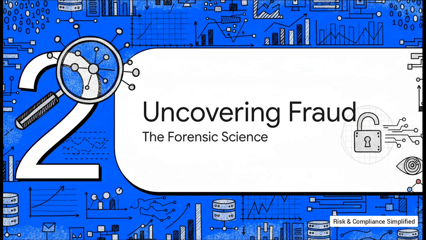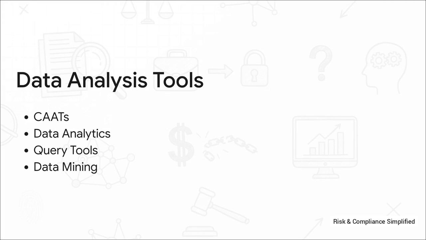Which takes us to part 2, uncovering fraud through data, the forensic science. So our rogue employee might think they've perfectly covered their tracks, but the data never lies. Auditors use 4 massive technological hammers to find these anomalies. First up, they use computer-assisted audit techniques, or CATs, to automatically flag things like duplicate vendor payments. Then, they use data analytics to spot weird, unnatural trends over time. Third, they use data query tools, like SQL, to literally search the company's database for known red flags, like, say, a vendor address that perfectly matches an employee's home address. And finally, they use data mining to sift through mountains of data to discover unforeseen correlations that a human could literally never spot on their own.